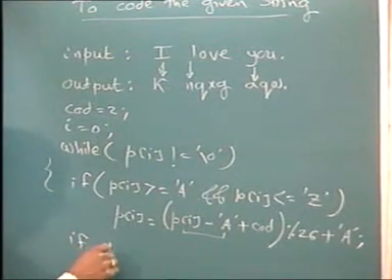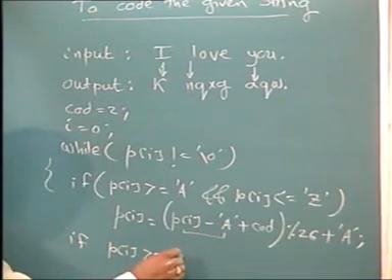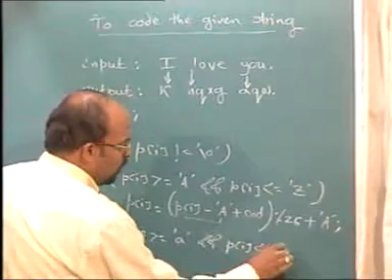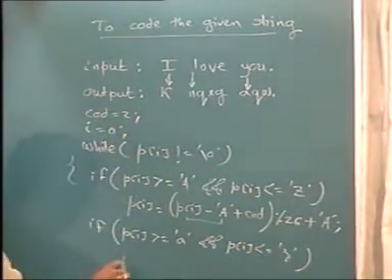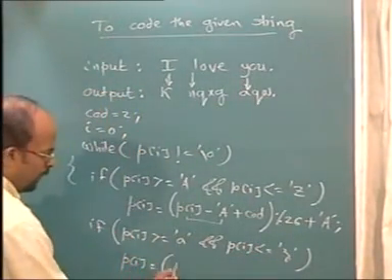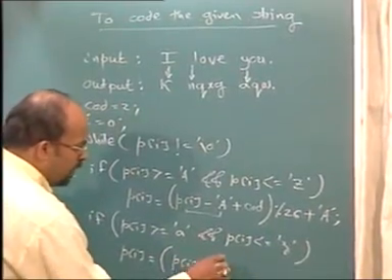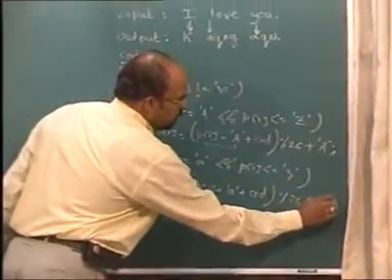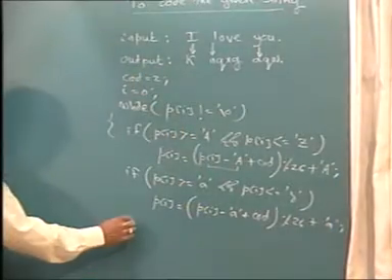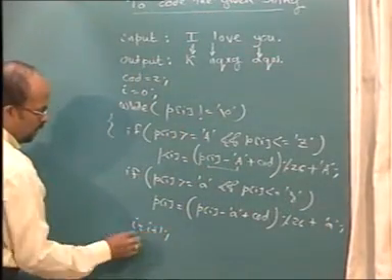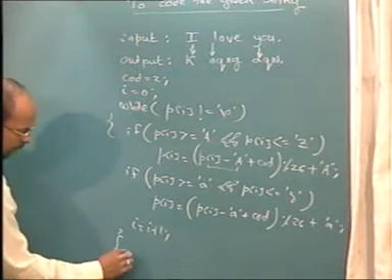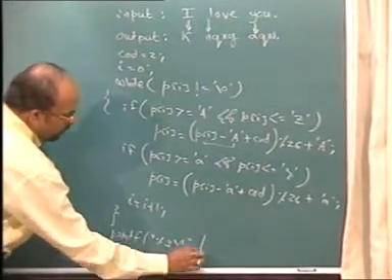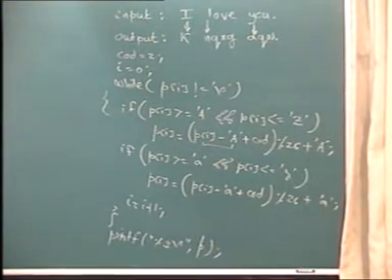If P of I is greater than or equal to small a and P of I less than or equal to small z, then P of I equal to, in brackets, P of I minus small a plus code, % 26 plus small a, and then I equal to I plus 1. After this, printf %s backslash n will print the coded message.